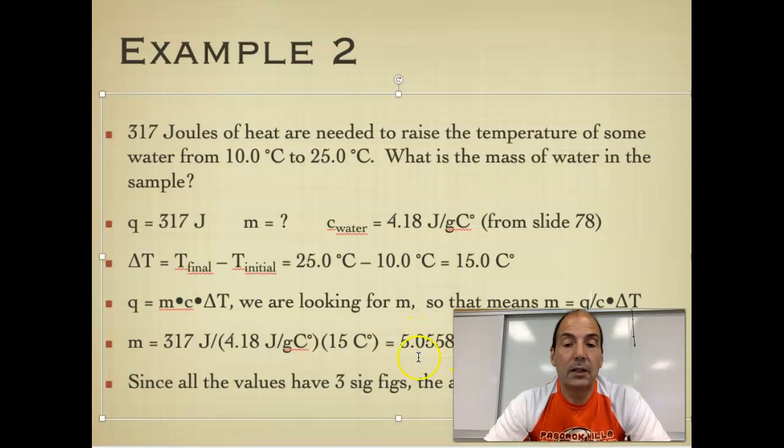So I get 5.05582 grams. I know the mass is in grams. And again, I could see that joules would cancel out with joules, Celsius would cancel out with Celsius. The only thing left would be grams. That's got to be my unit.